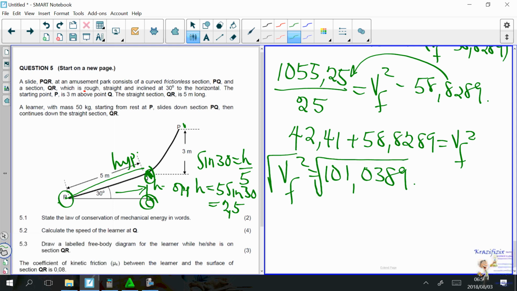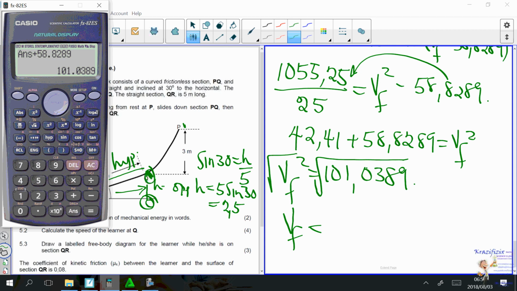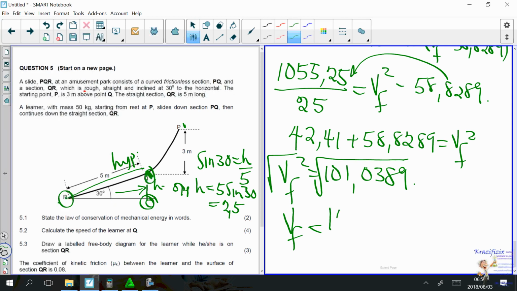I need the square root of both sides. And what's my VF going to be? I just find the square root of my answer. And what is that? 10,05. Now we come back to the same answer. 10,05 meters per second. And that's work for you. That's work done. All right.